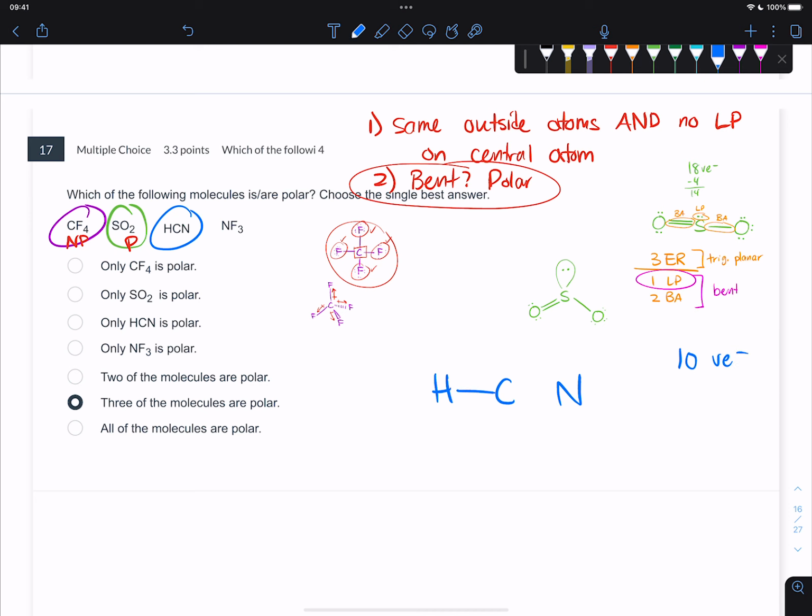Let's bond them all once, and we've used up 4 of them. That gives us 6 remaining. Where are those 6 going to go? You may be tempted to spread them out around hydrogen, but never do that. Hydrogen can only hold 2 electrons, which is right here in the bond. So once hydrogen has a single bond, it's done. Those remaining 6 electrons are going to have to go around nitrogen.